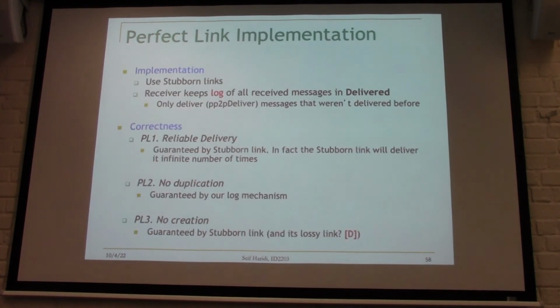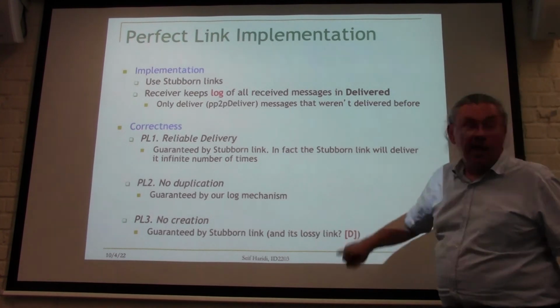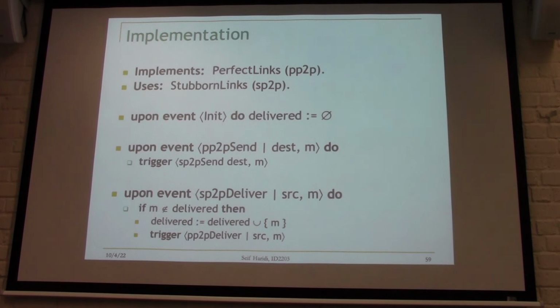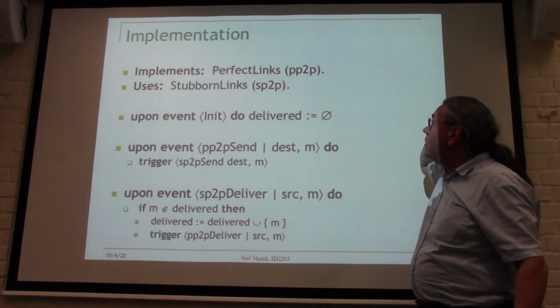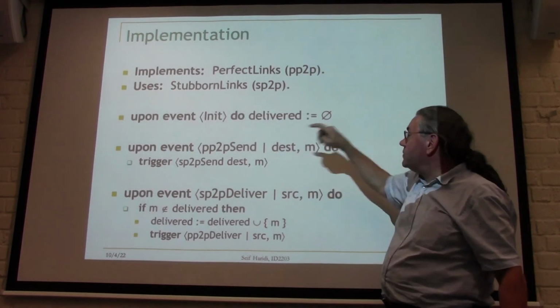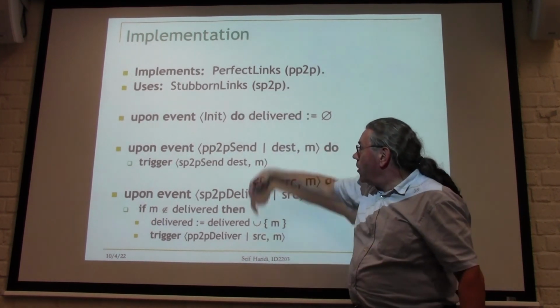And how does it work? So we're going to use the stubborn links. And again, we have a local data structure, which is going to be a log. It's basically all the messages that were delivered. We're going to keep them in a log. And if the message comes again, we're going to check if it's already delivered. We're not going to deliver it a second time. Okay? So this is the code. It's actually just one page of code. This one has a log, which is a delivered set.